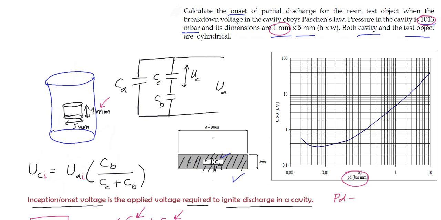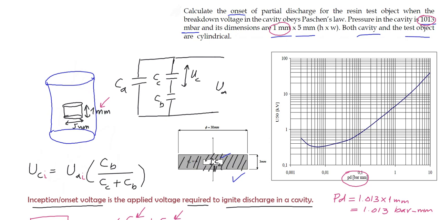So PD in the cavity will be equal to 1013 millibar, which can be written as 1.013 bar, multiplied by 1 millimeter. So this will be 1.013 bar mm.